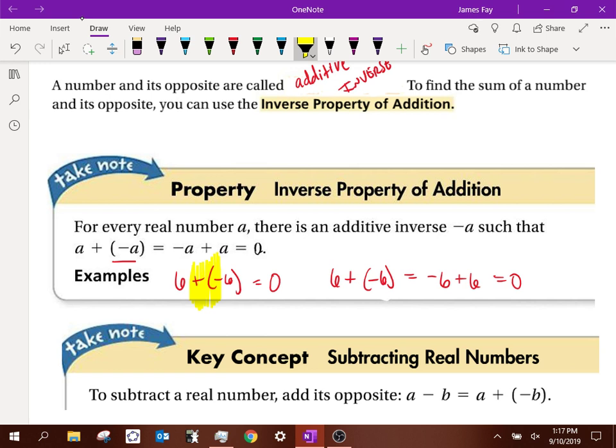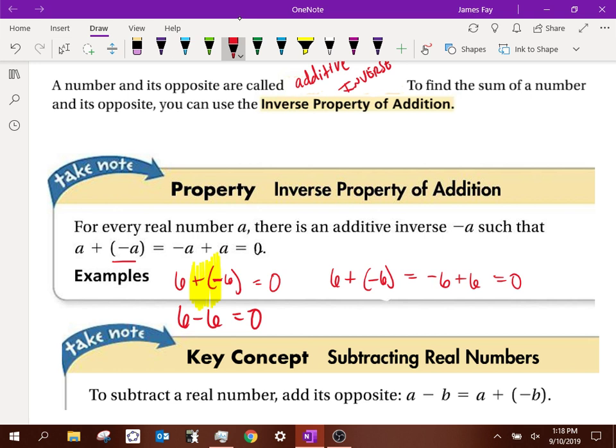But if I see a plus, a minus, plus a minus, or plus a negative, which one of those supersedes or overrides the other one? Does the plus override the negative, or does the negative override the plus? Negative overrides the plus. In this case, when we're adding, the negative overrides the positive. So whenever I see 6 plus the opposite, I'm going to write it this way, 6 minus 6. The negative overrides the positive.